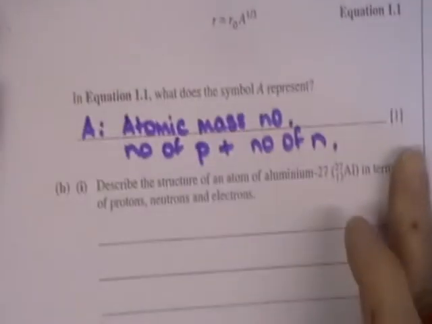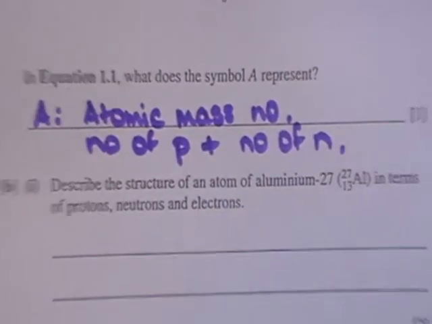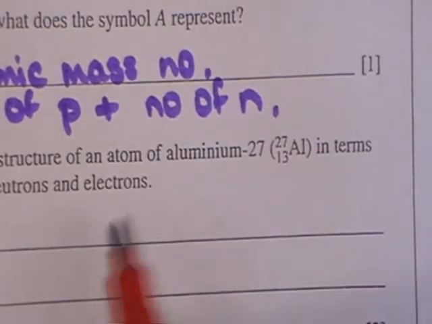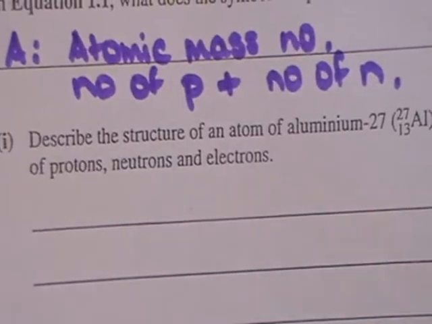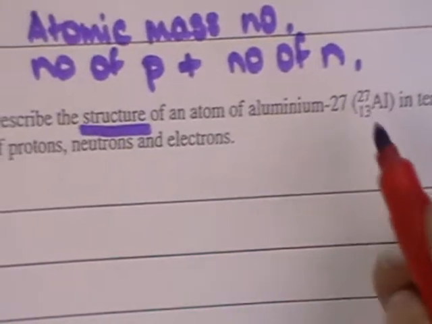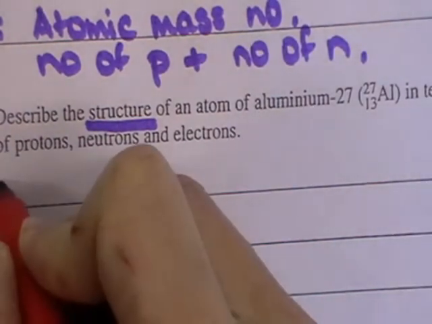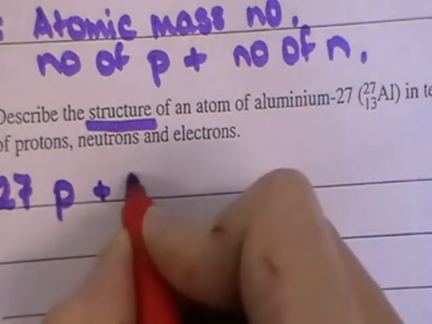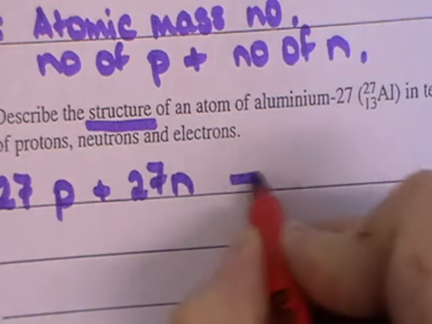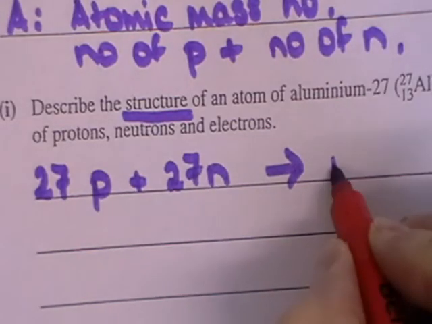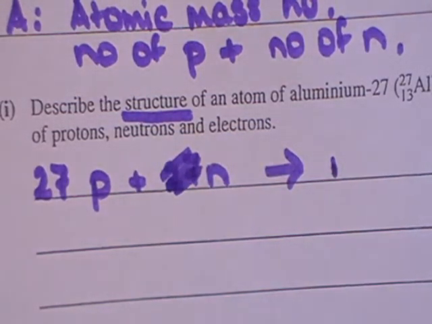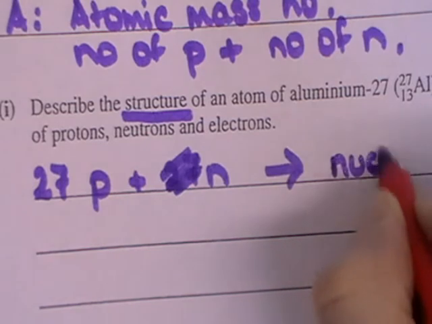is atomic mass number. Describe the structure of an atom of aluminium-27, and it gives you the numbers 27, 13, in terms of protons, neutrons and electrons. Now when they say structure, they're looking for not only how many of each kind of particle there are, but where they're also found. And so you've got 27 atomic mass numbers. That's 27 protons plus neutrons, and where are they found? They're found in the nucleus. 27 protons and neutrons, should I say, and they're found in the nucleus.